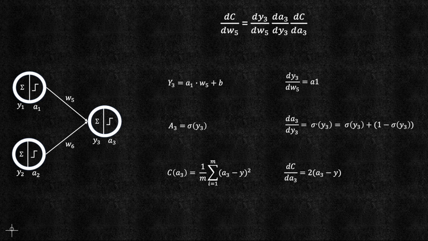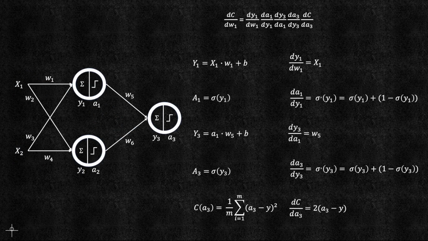Let's take a closer look at the partial derivative of W1. dy1 over dw1 is the input feature x1. dA1 over dy1 is the derivative of the sigmoid function with the input y1. dy3 over dA1 is W5. The remaining two parts are exactly the same as the previous slide.